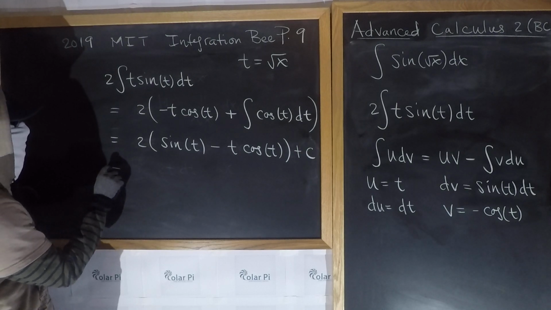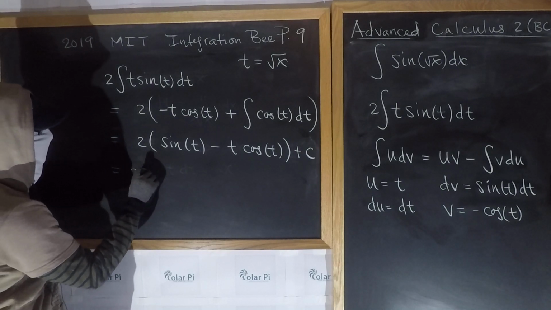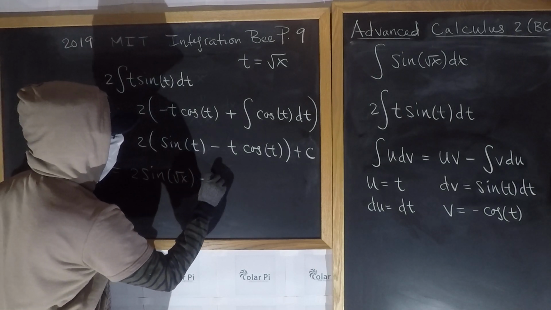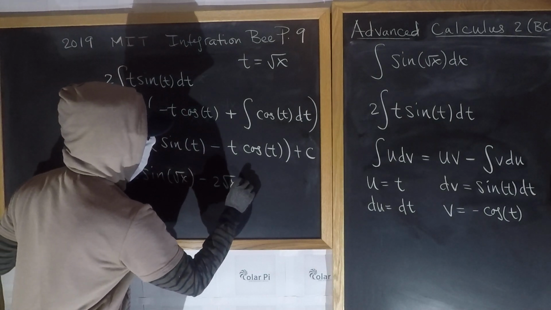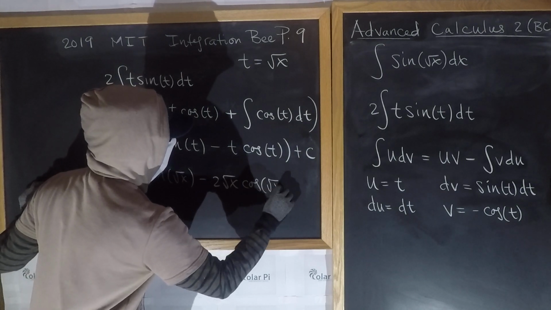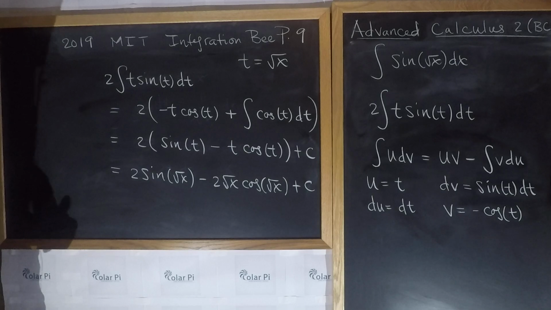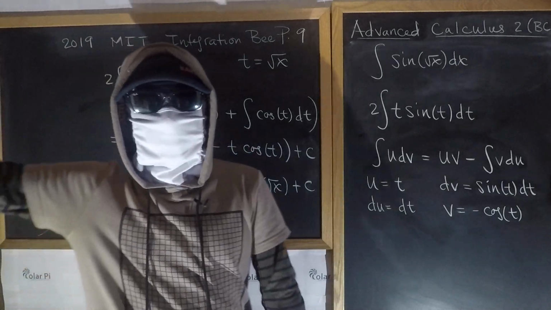So our final answer is going to be 2 times sine of root x minus 2 times root x cosine of root x plus c. Okay, cool. This is it for this integral, and number 10 is next.